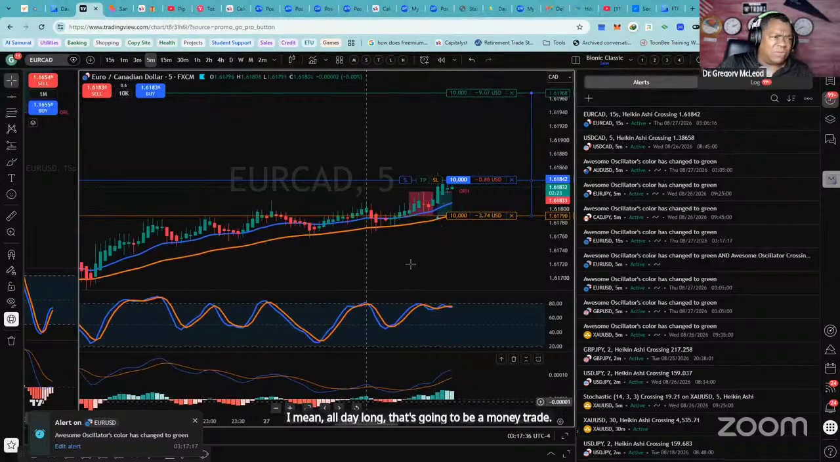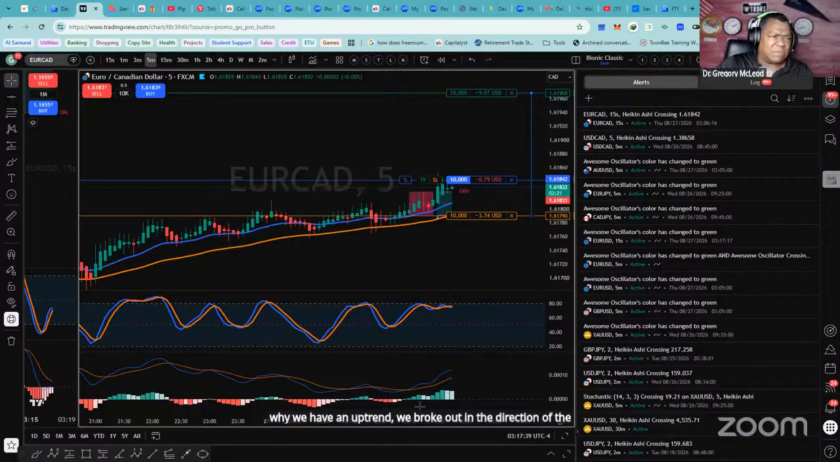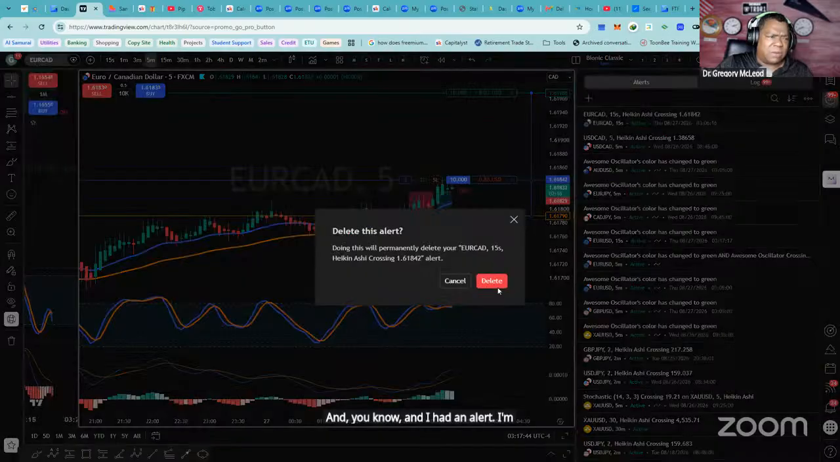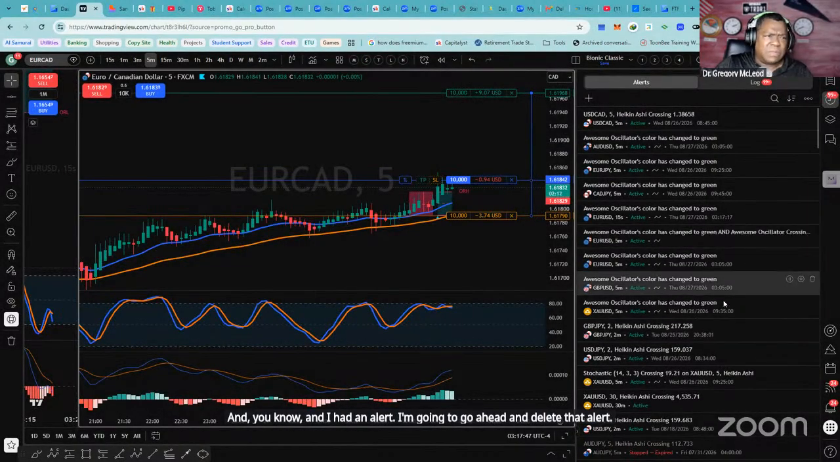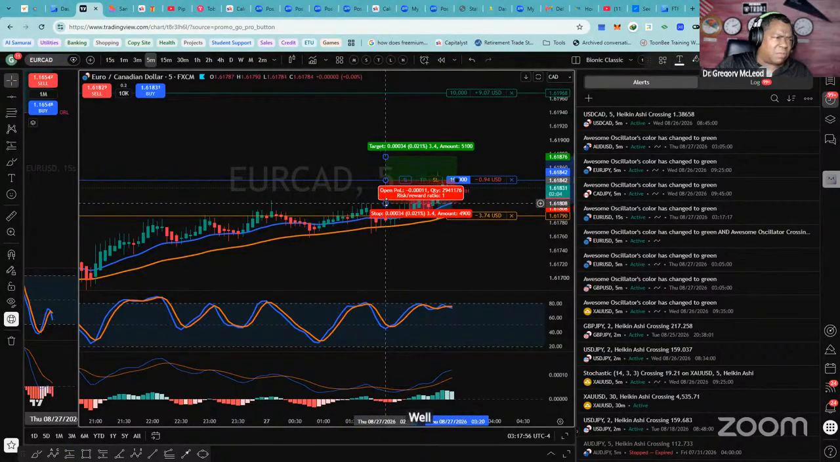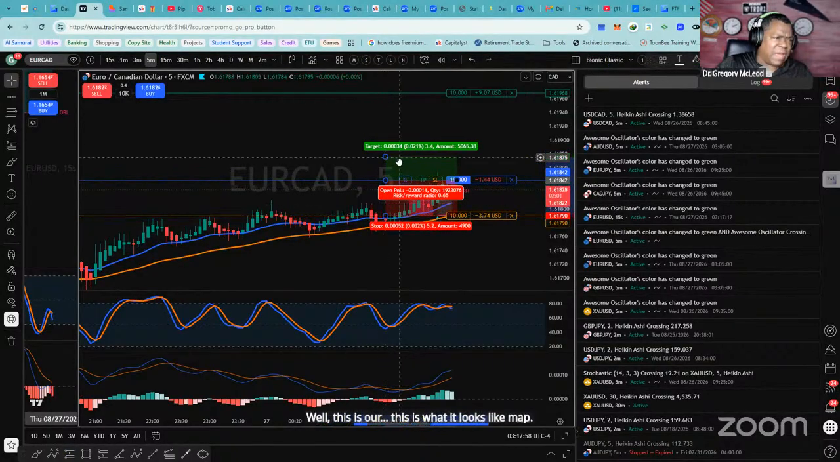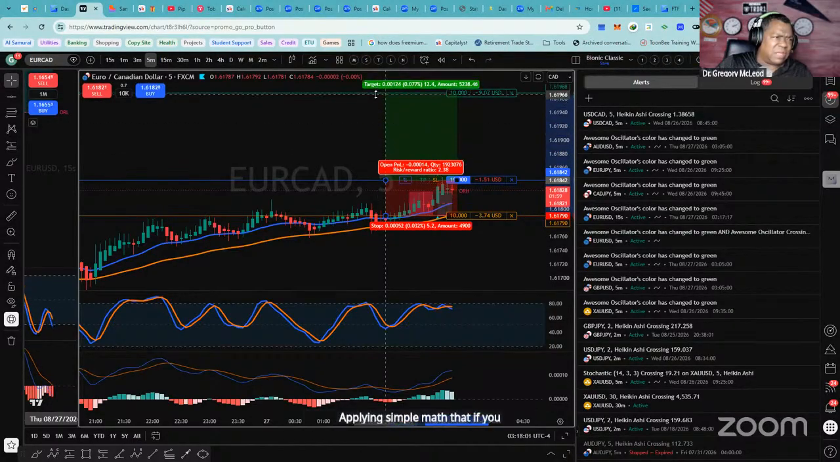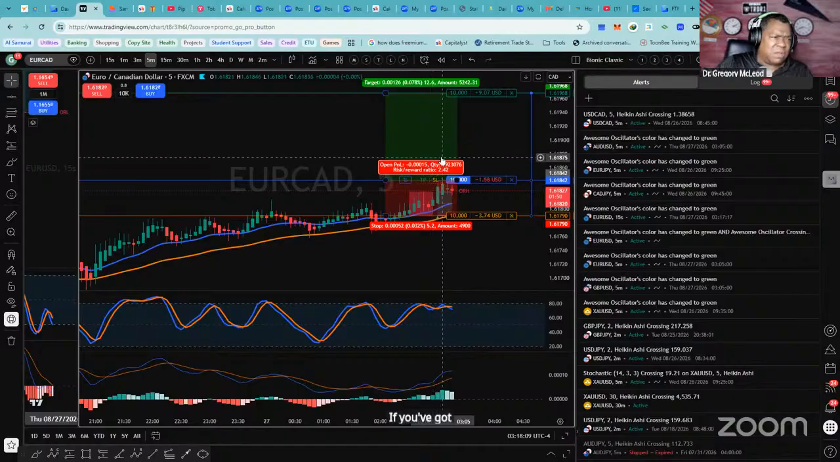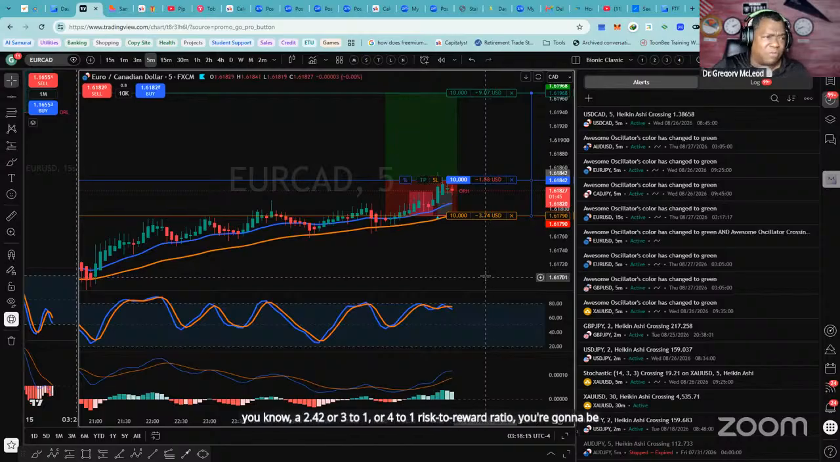Why? We have an uptrend. We broke out in the direction of the box, right? And I had an alert. I'm going to go ahead and delete that alert. So our risk is small relative to our gain. We do a risk to reward. Really, this is what it looks like. Applying simple math, if you hit these, even at 50% win rate, if you've got a 2-to-1, 3-to-1 or 4-to-1 risk to reward ratio, you're going to be profitable over time, right?